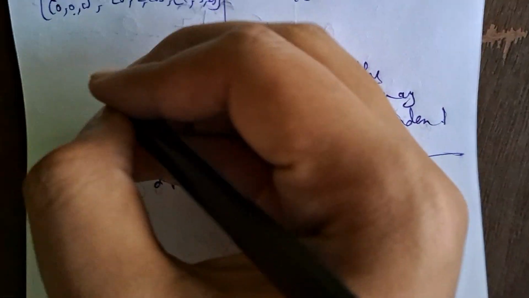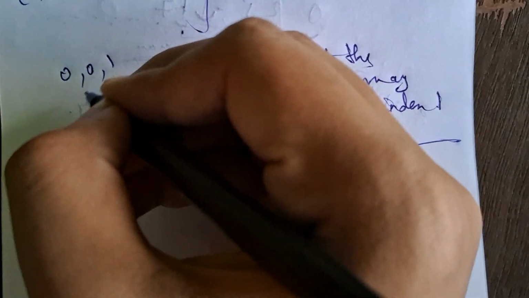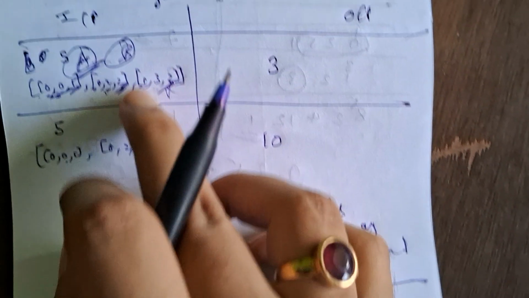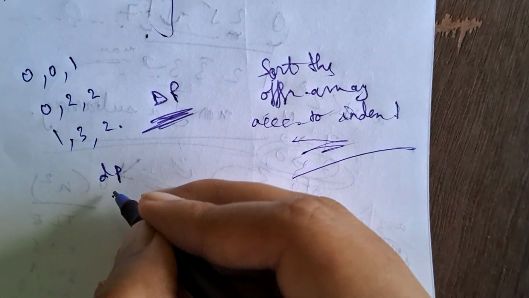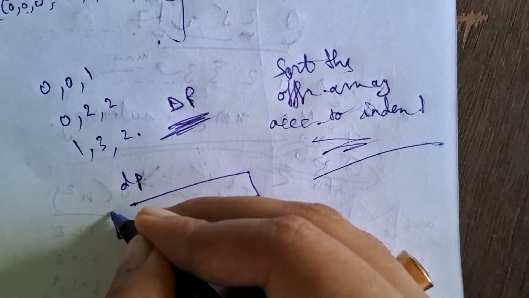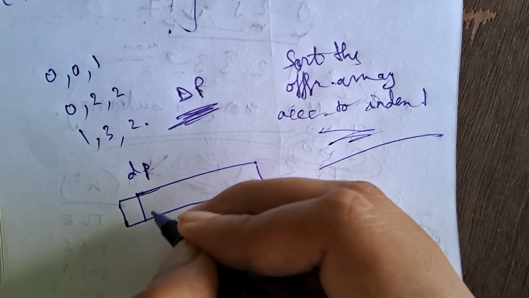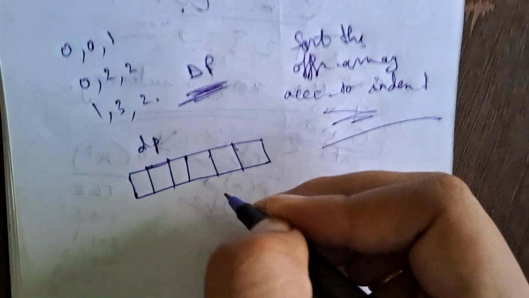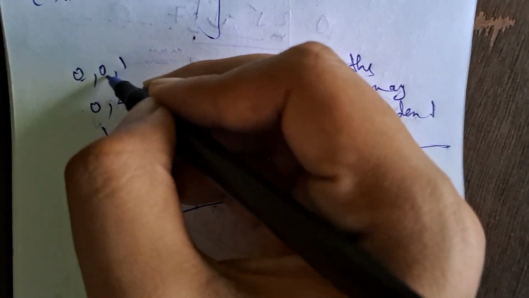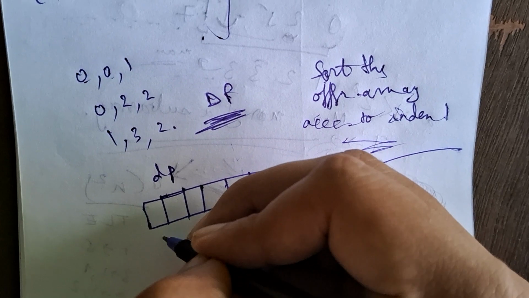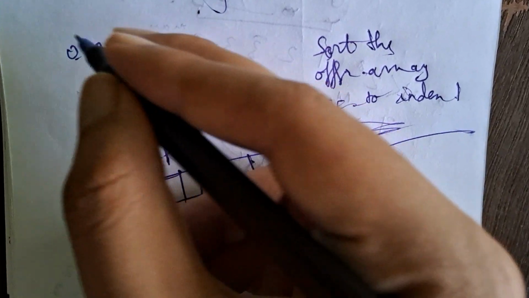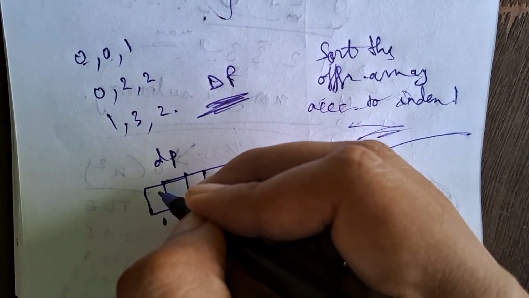Let me write it down. It is 0, 0, 1; 0, 2, 2; and 1, 3, 2. The size of DP is based on n, which is 5, so let's say the size of DP is 6. So 1, 2, 3, 4, 5, 6. From 0 to 0 there is 1.